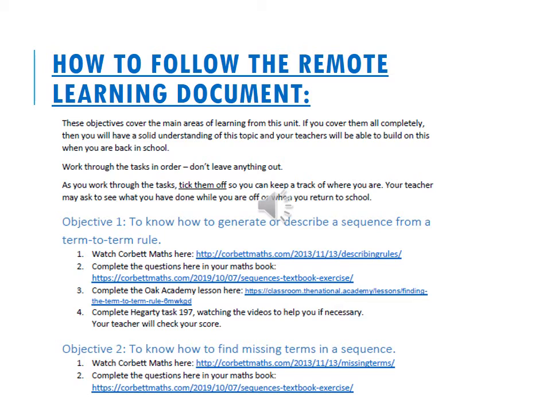Don't leave anything out. Have a look at those objectives and you'll see that we've got Corbett Maths on there and some videos you need to be watching and some questions that you need to complete in your maths book. Your maths teacher may ask for evidence of this and pictures uploaded to FROG or something like that. There's also a couple of lessons on Oak Academy for you to do and some tasks for you to complete on Hegarty. If you can do all of these and you are happy with all of these, you'll know that you are happy with this content, which is A6.